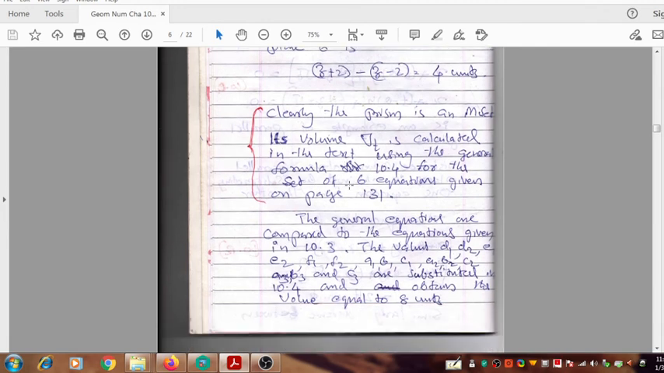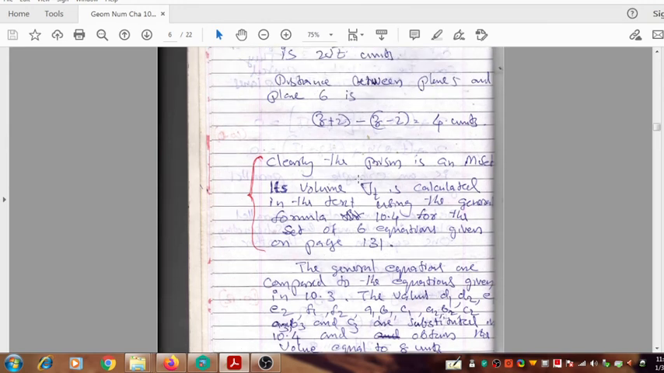Clearly the prism is an M set. The geometry of that prism, and the equation itself, says that the prism can make an M set in R3, in the 3-dimensional Euclidean space. Our prism, the prism that we are discussing, can make an M set.